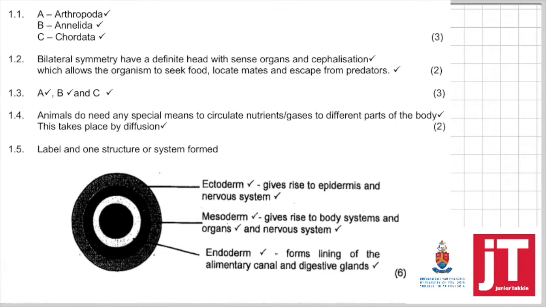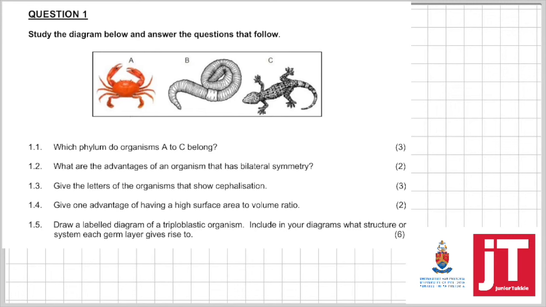Right. I have included the answer here in the memo, so you can have a look at it while we are discussing the paper. Right, 1.3. Give the letters of the organisms that show cephalization. If you can see, all these organisms have a definite head and tail, and all of these organisms have a brain and sense organs and antenna, as in A. So definitely 1.3, A, B, and C show cephalization, and as you can see, it's for 3 marks.